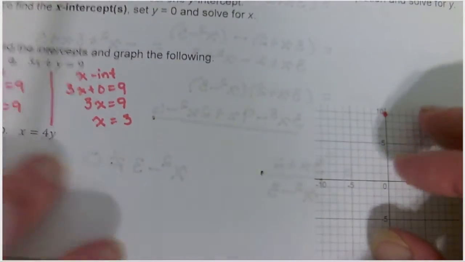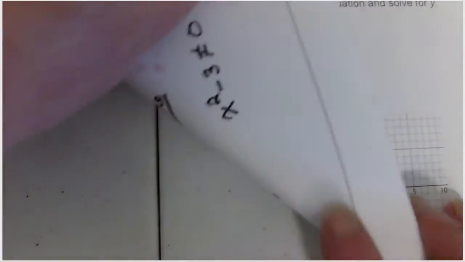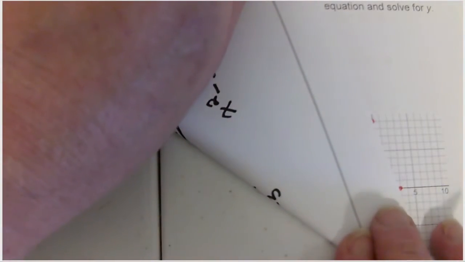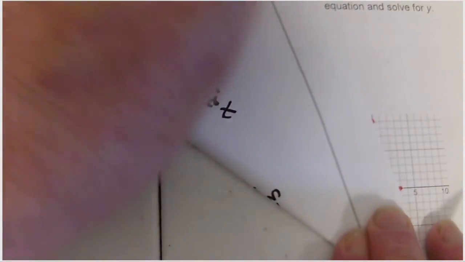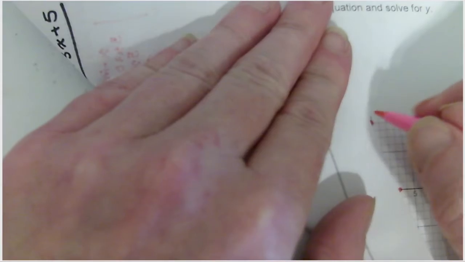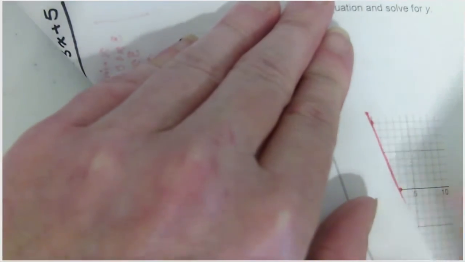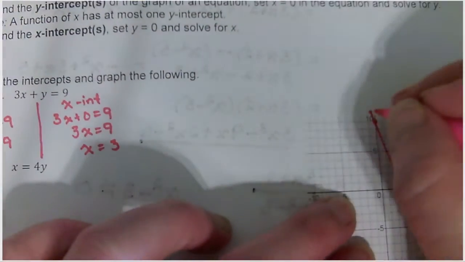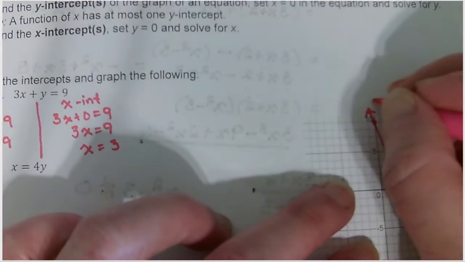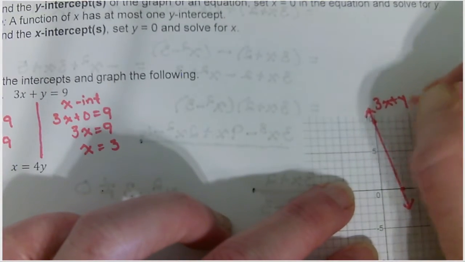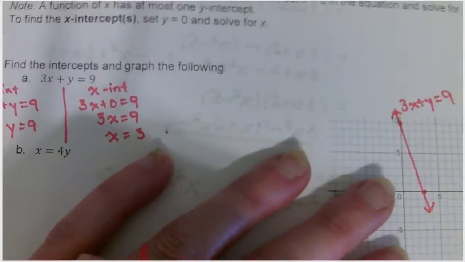And I'll just use my paper, make a straight line, and connect the dots. So that is the line 3x plus y equals 9. Quick way to graph.